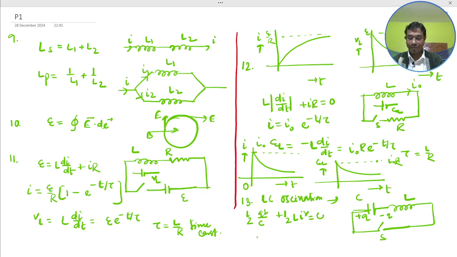So omega is 1 by root LC, and this is very important, the frequency is 1 by 2 pi root over 1 by LC. This formula is very important. This is the frequency.